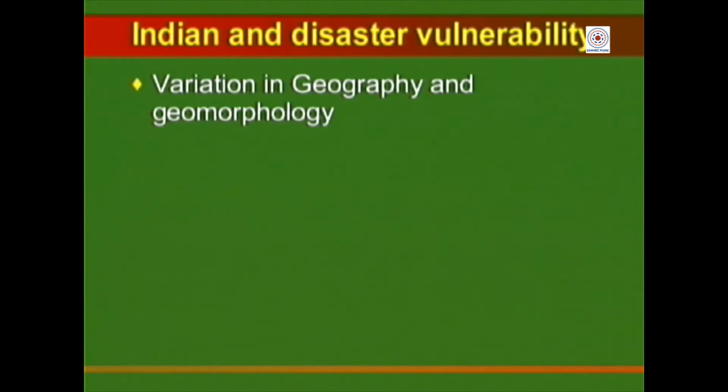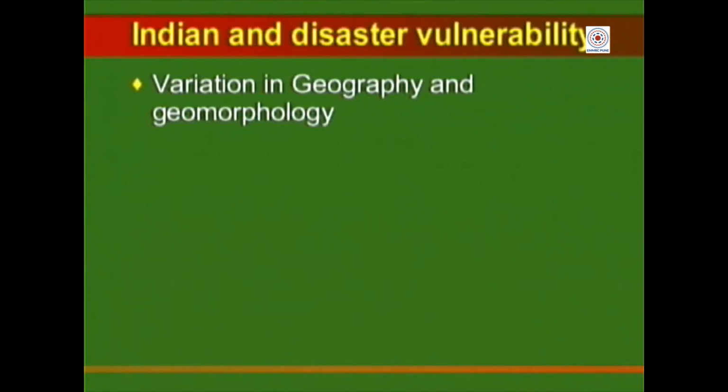India and disaster vulnerability. What are the basic causes for India to be so vulnerable to different types of disasters? The first thing is the variation in geography and geomorphology. As I told you, in the northern part of India we have the Himalayan belt. If we go down, there are coastal areas, and the central part is the plateau. The Gangetic plain creates different types of threats and vulnerability to the community. So because of the variation in geography and geomorphology, India is really vulnerable to various types of disasters.